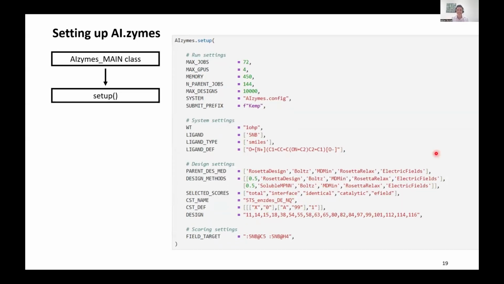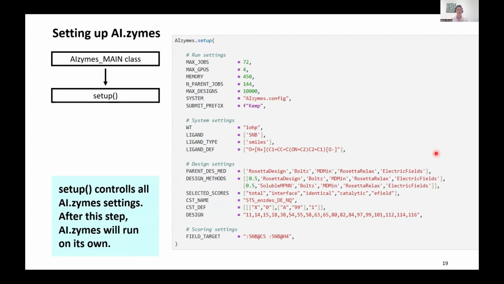Once you have this, we need to run the setup, and this is really the heart of setting up AI.zymes. Here we're fixing all of the settings that we need for the future design. This is also the only point where you actually interact with the design algorithm itself. So we're setting up all of the design settings, and then the idea is afterwards, AI.zymes will just run on its own and do the evolutionary design all by itself.